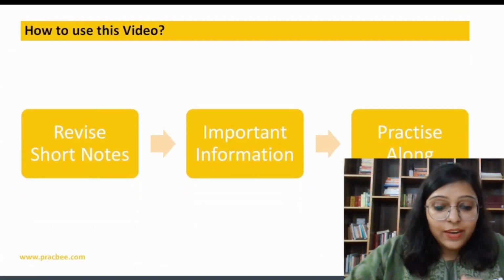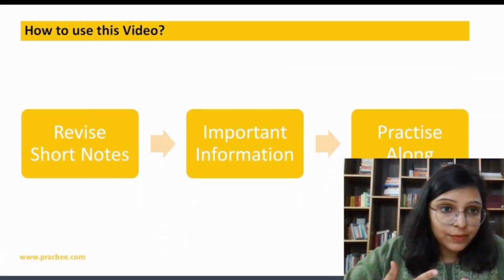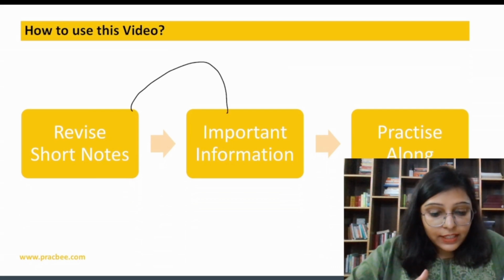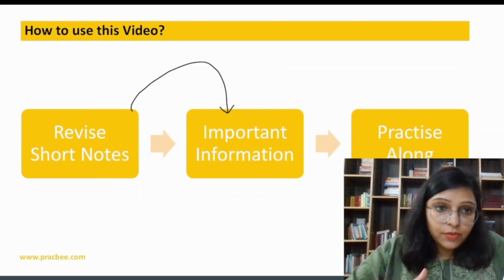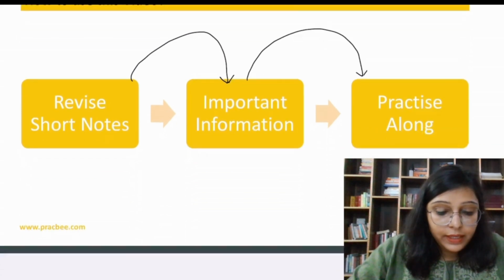Now let's start. How to use this video? You have to revise the complete chapter, you have to read the NCERT even. You have to revise your notes, then write down important information related to the chapter, and then you will solve questions.